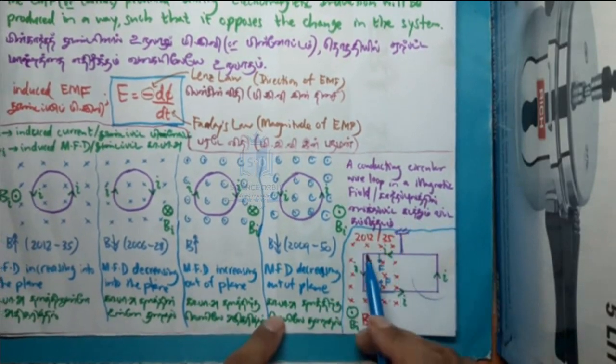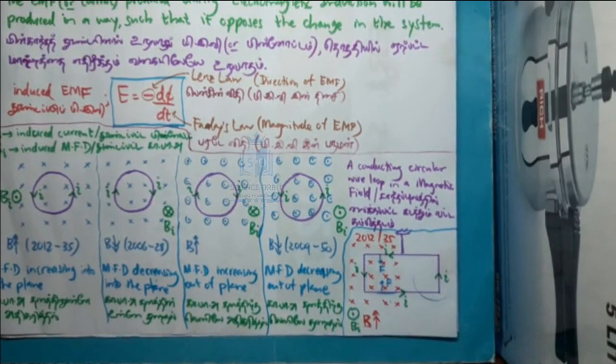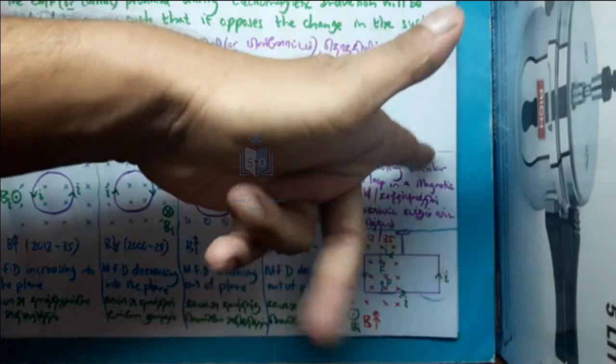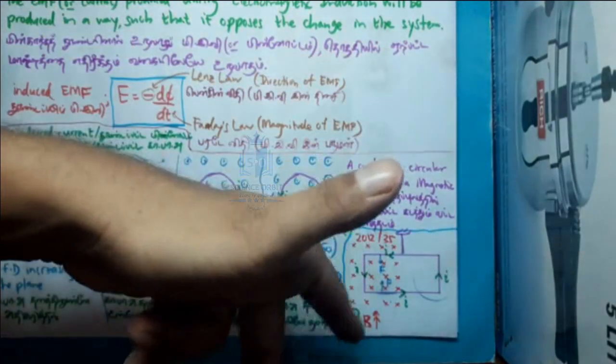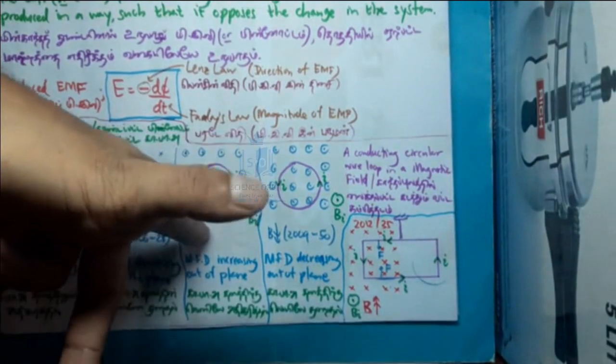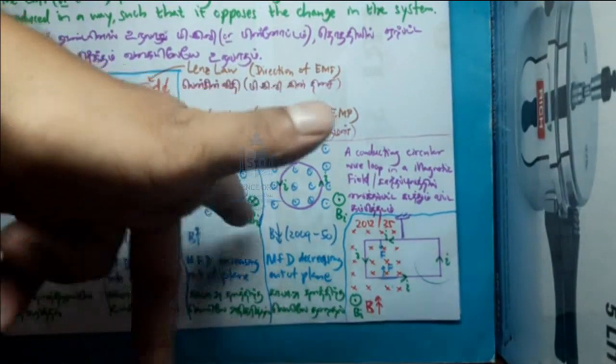But there will be a force here. Right, let's try to find that force now. This is current, this is current, magnetic field, so there's going to be a force in this direction. See, there's going to be a force in this direction because this is current, magnetic field here.